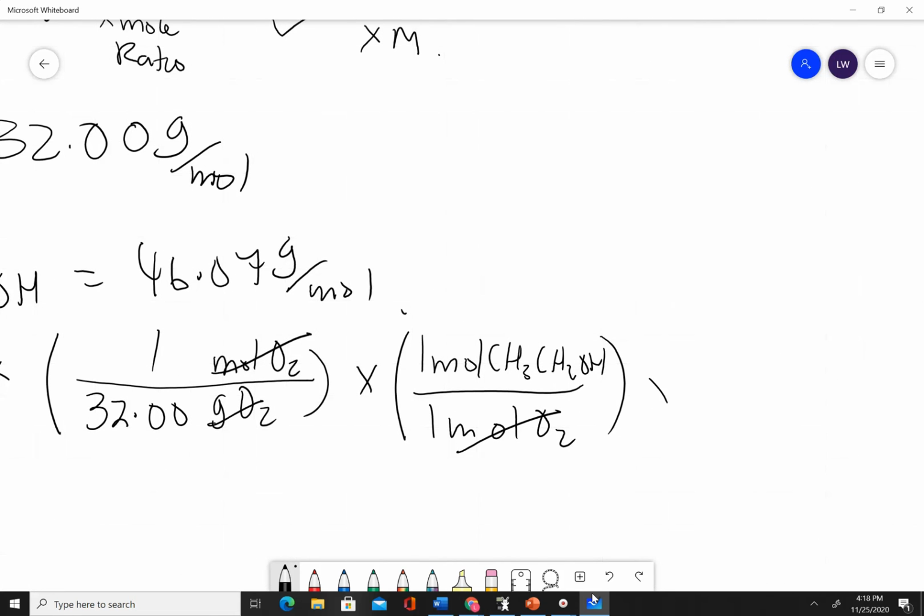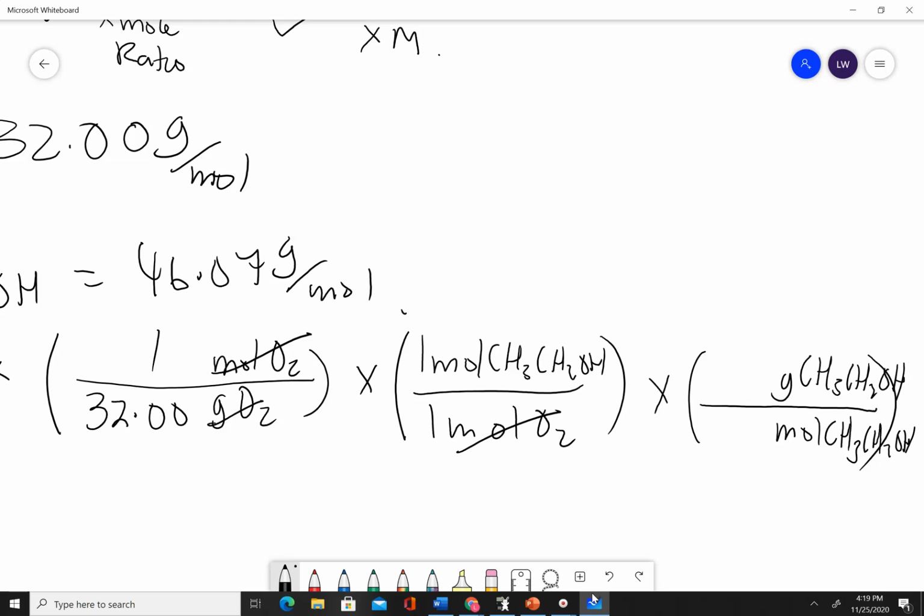And then finally we do our last conversion. So we need moles of ethanol on the bottom here, and we need grams of ethanol on the top, and that's just our molar mass. Our molar mass is 46.07 grams for every 1 mole of ethanol. So moles of ethanol cancels out.